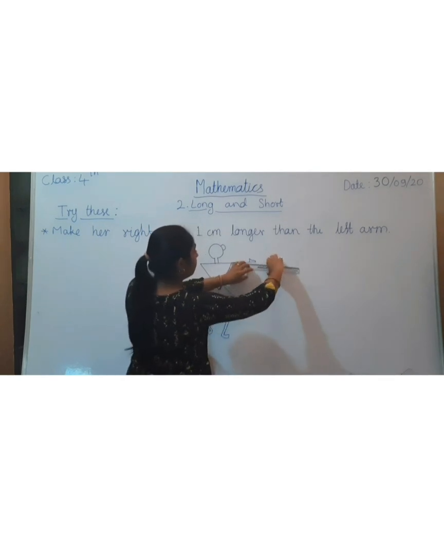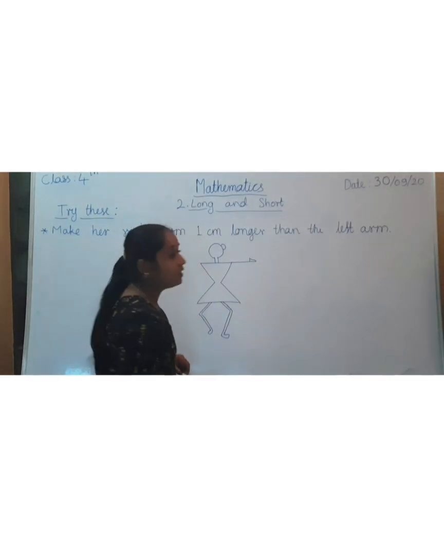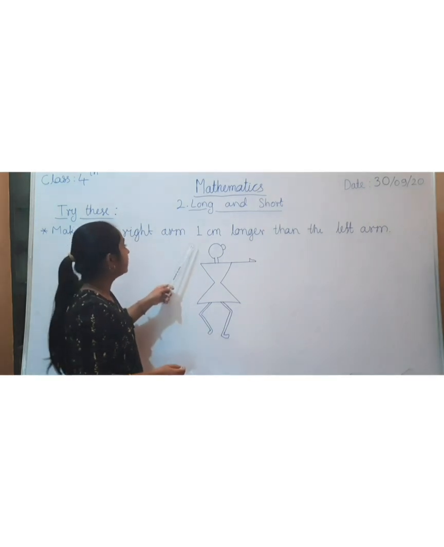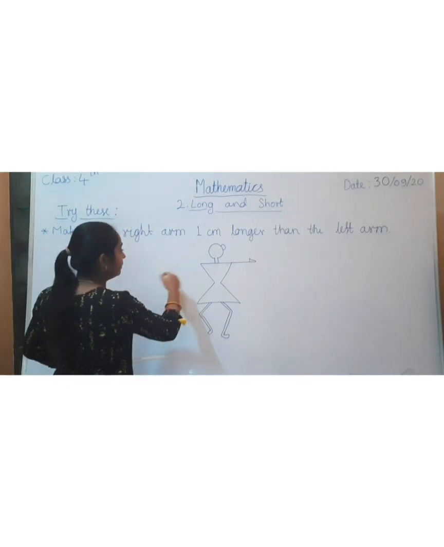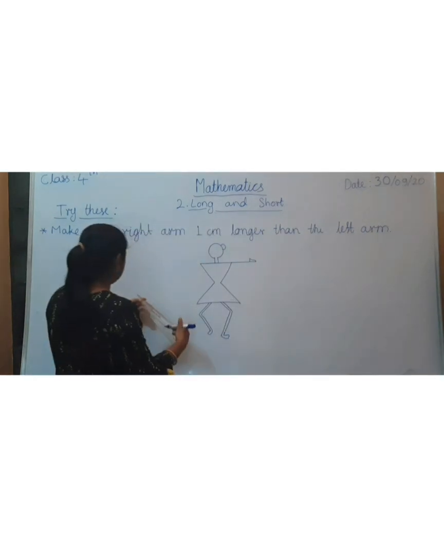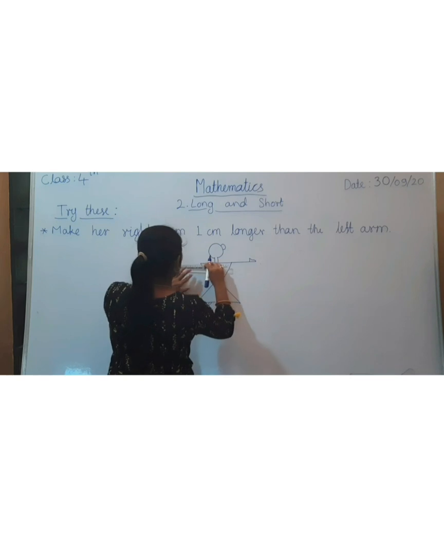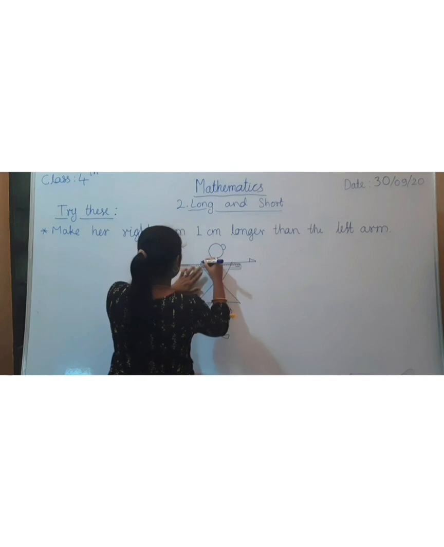This is 11 centimeter. Okay, this is 11 centimeter. The right arm is 1 centimeter longer, so 11 plus 1 is 12 centimeter. I will draw a 12 centimeter right hand.